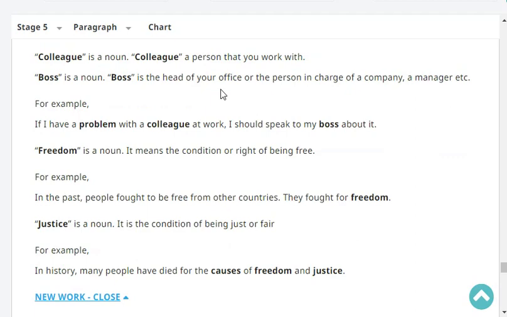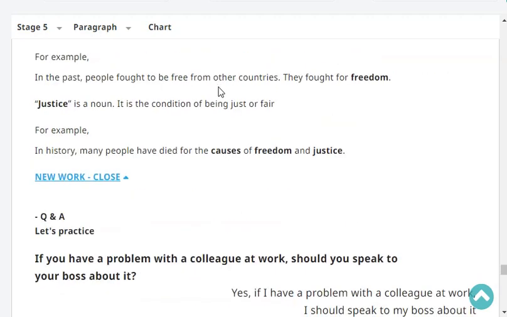Freedom, the word freedom is a noun. It means the condition or right of being free. For example, in the past, people fought to be free from other countries. They fought for freedom. Justice is a noun. It is the condition of being just or fair. For example, in history, many people have died for the causes of freedom and justice.